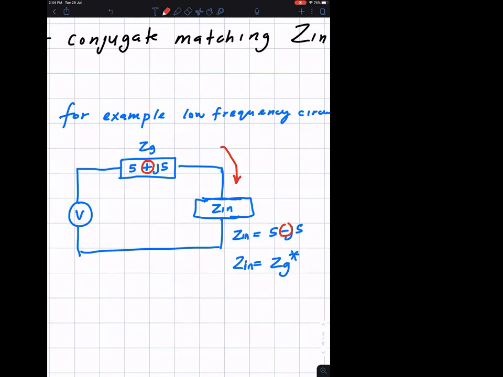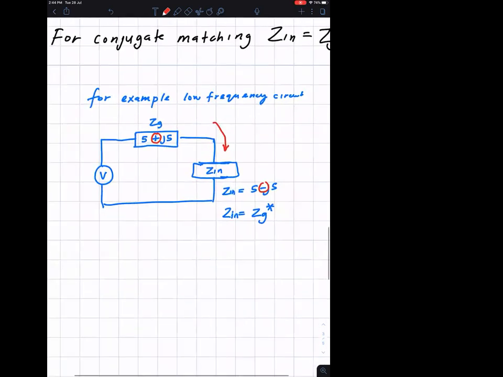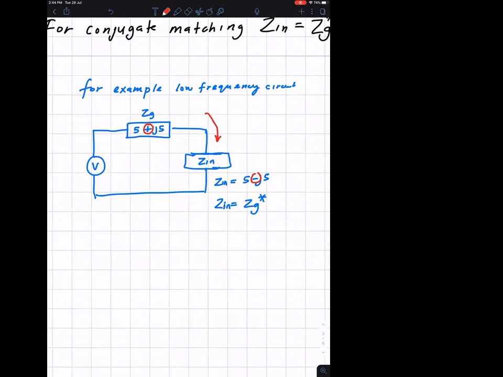Did I answer your question? Yes, sir. I'm clear now. It's like adding a reactance of the same magnitude. Okay, yes. So when you're adding the reactances, it cancels.